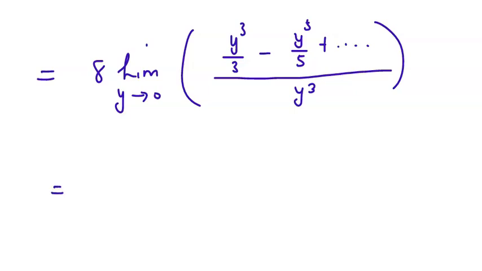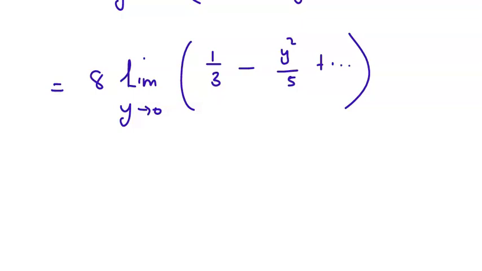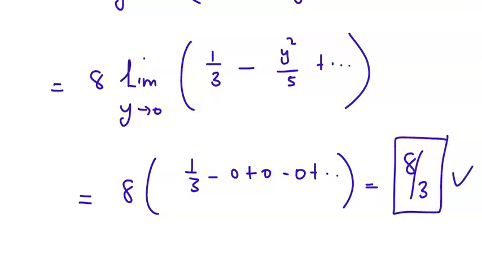So this is going to be equal to 8 multiplied by the limit as y approaches 0. Here y cubed over 3 divided by y cubed gives us 1 over 3. Then minus y to the power of 5 over 5 divided by y cubed gives us y squared over 5, then plus, and so on. So now we can take the limits. As y approaches 0, all we have is 8 multiplied by 1 over 3 minus 0 plus 0 minus 0 plus, and so on, which is equal to 8 over 3. And this right over here is the correct answer to the limit.